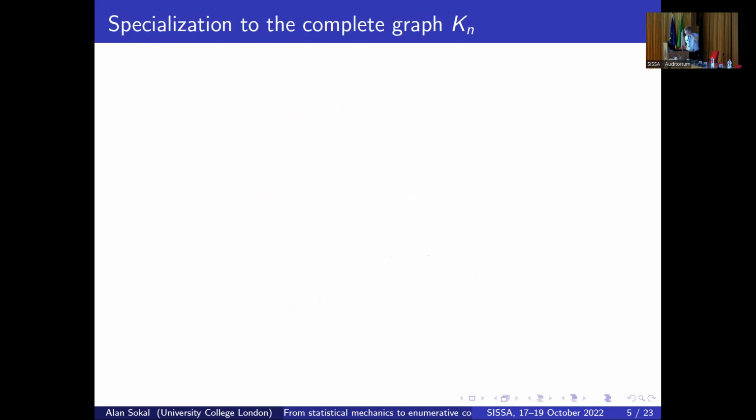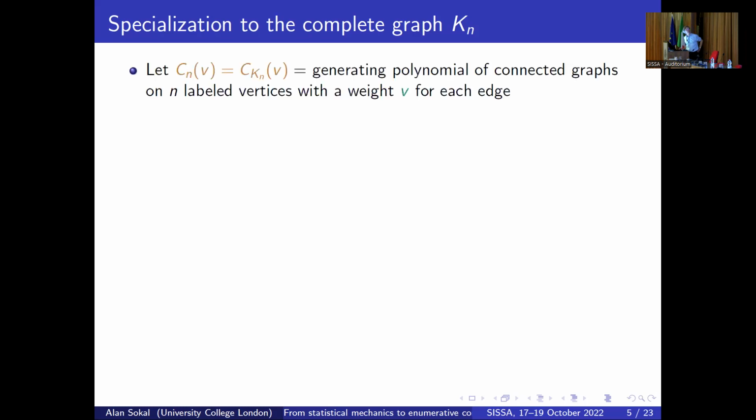Okay, so then you can think about different graphs, and there are lots of interesting things you can do with the Potts model and the Fortuin-Kasteleyn random cluster model. But one thing that I thought to do was look at a very simple non-trivial case, the complete graph Kn, and I'm going to focus on the generating polynomial of spanning subgraphs, the one you get by the Q goes to 0 limit. So let Cn(v) be the generating polynomial of connected graphs on n labeled vertices with the weight v for each edge.